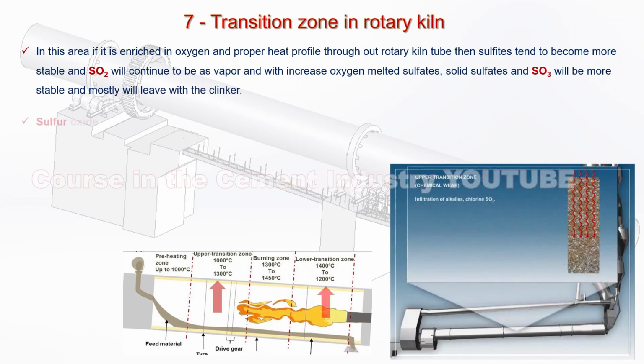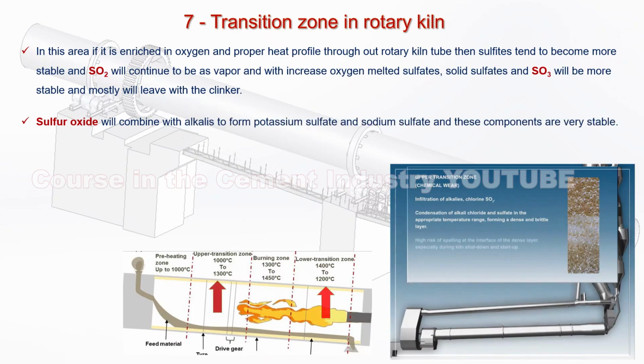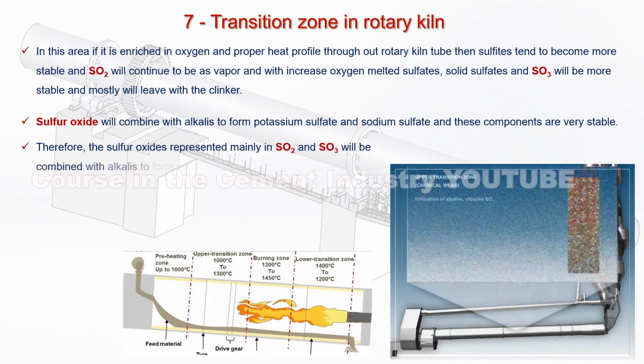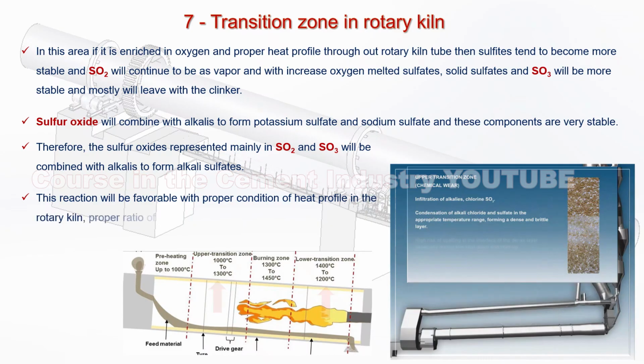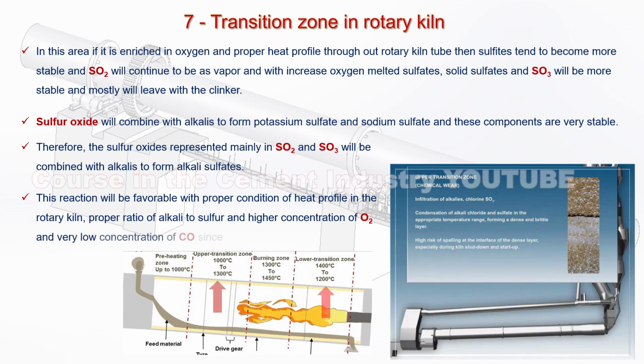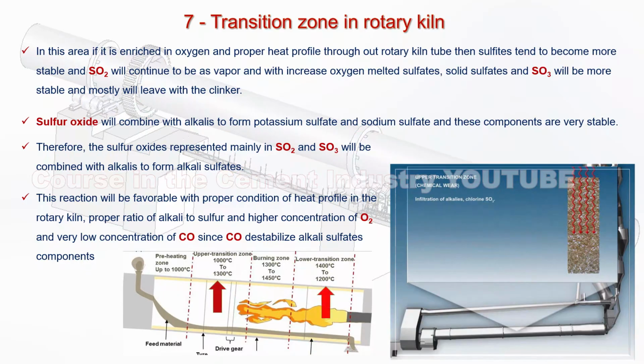2. Sulfur oxide will combine with alkalis to form potassium sulfate and sodium sulfate, and these components are very stable. Therefore, the sulfur oxides, represented mainly in SO₂ and SO₃, will be combined with alkalis to form alkali sulfates. This reaction will be favorable with proper conditions of heat profile in the rotary kiln, proper ratio of alkali to sulfur, higher concentration of O₂, and very low concentration of CO, since CO destabilizes alkali sulfate components.